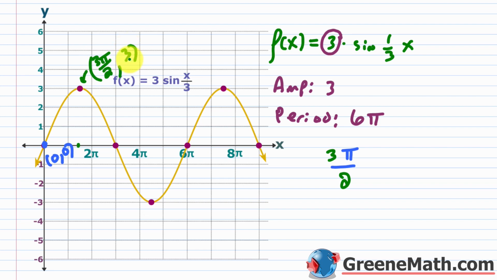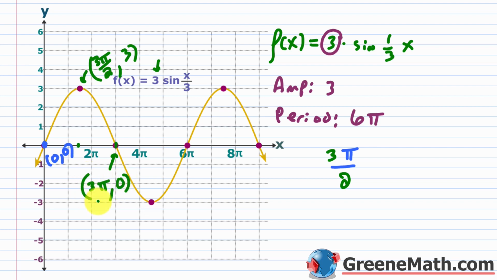So always when this is positive, I don't have any kind of reflection or anything like that, where we saw earlier we would reflect across the x-axis if this was a negative 3. I know that a quarter way through, I'm going to be at the maximum, because this is positive 3. Now, halfway through, right here, I'm going to be back to my x-intercept. So to get that, I'm just going to add another 3 pi over 2 to my 3 pi over 2. That would give me 3 pi, right? So this point right here would be 3 pi, comma, 0.